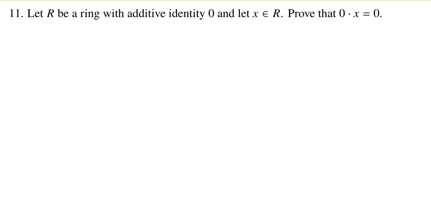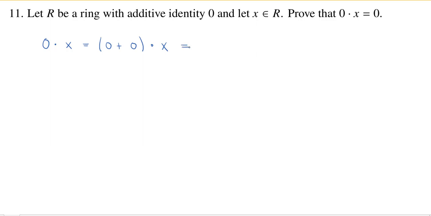So there's probably a few ways to do this. This is sort of one of the standard ways to go. So we can start by multiplying 0 by x, and then, of course, we can break this 0 up as 0 plus 0. That is one of the ring axioms. If we add 0 to anything, we get back the same element. So 0 times x will be the same as 0 plus 0 times x.